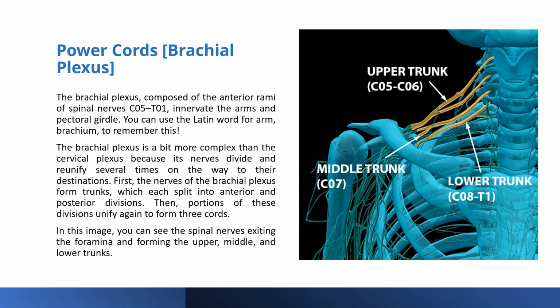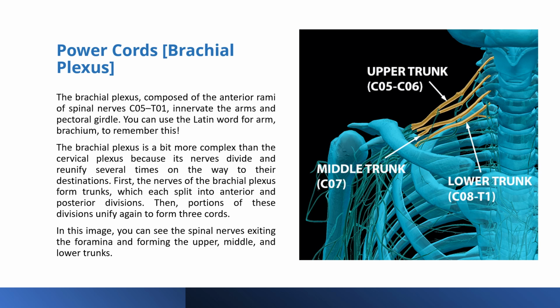Now let's consider the power cords, the brachial plexus. The brachial plexus, composed of the anterior rami of the spinal nerve C5 through T1, innervate the arms and pectoral girdle. You can use the Latin word for arm, brachium, to remember this. The brachial plexus is a bit more complex than the cervical plexus because its nerves divide and unify several times on the way to their destinations.